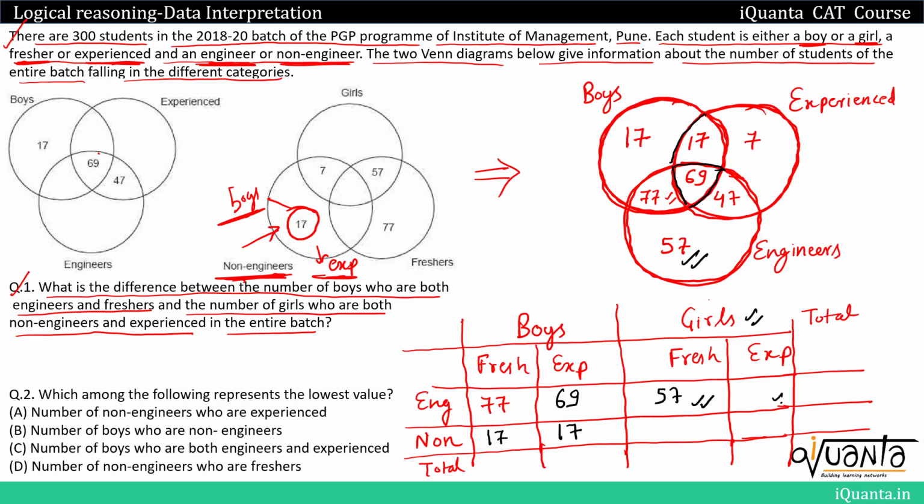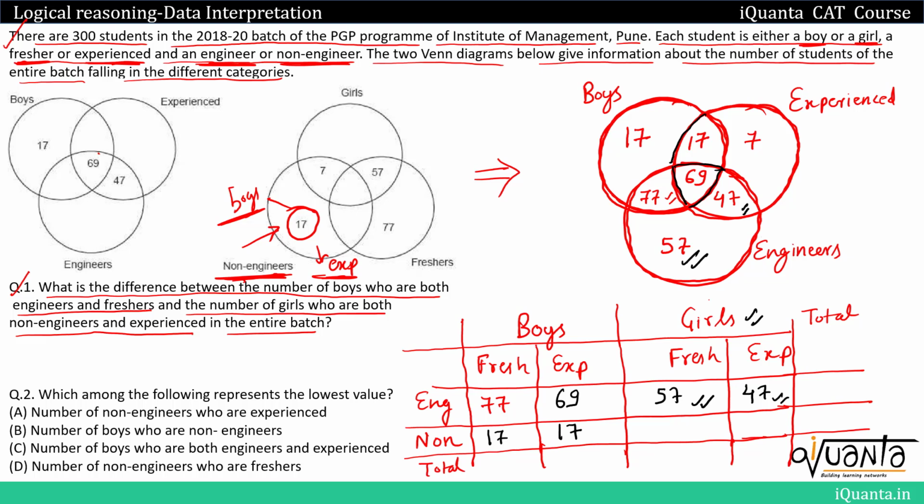Then let us talk about this particular space which is girls, experienced and engineers. So we are talking about girls, we'll come outside the set of boys. We are talking about engineers and experienced. So experienced, engineers and girls. So this 47 is the region that is representing it. So we'll write 47 over here.